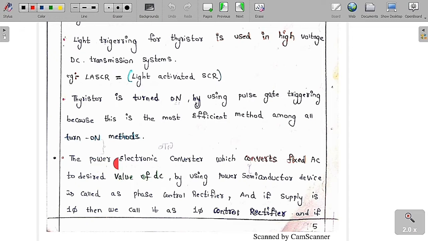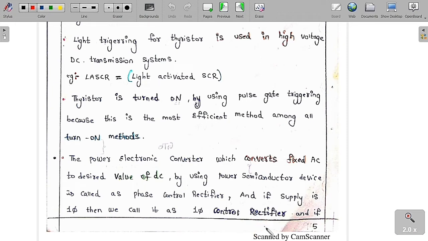The power electronic converter which converts fixed AC to the desired value of DC by using power semiconductor devices is called a phase control rectifier. If the supply is single phase, then we call it a single phase control rectifier. And if the supply is three phase, then we call it a three phase control rectifier.